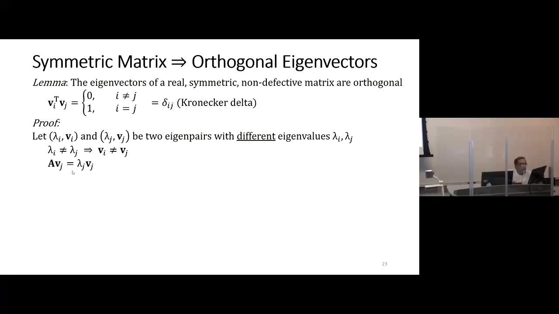So by definition, AVj equals lambda j Vj. What do I do next? Pre-multiply both sides by Vi transpose. So Vi transpose AVj equals lambda j Vi transpose Vj. This is equation 1. Next, I start with the other eigenpair. So by definition, AVi equals lambda i Vi. Take the transpose on both sides, and I get this. Vi transpose A transpose equals lambda i Vi transpose. But what can I say about lambda transpose?